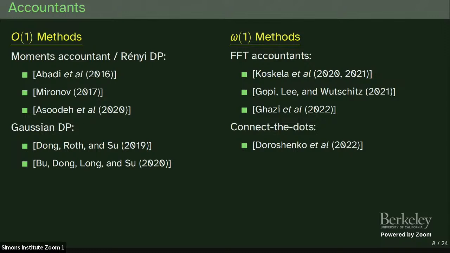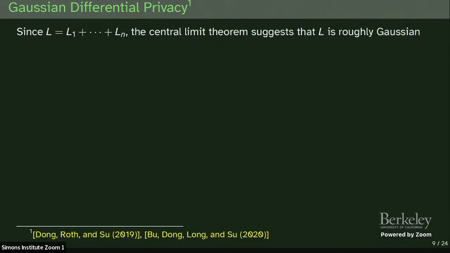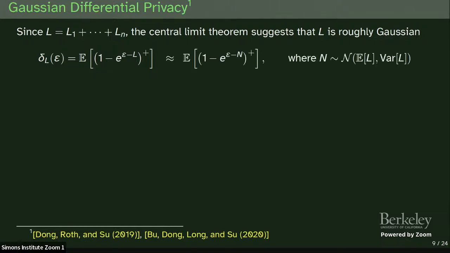Okay, so let me tell you about some of these things. I'm going to start with Gaussian differential privacy. The insight of Gaussian differential privacy, at least in my mind, is this: you have a privacy loss variable, which is the sum of a bunch of independent things. So the central limit theorem tells you that this thing is going to be roughly Gaussian. If you can write the delta as this expectation of a function of L, then you're going to get a pretty good approximation by just replacing L by a Gaussian. Here N is a Gaussian random variable with the same expectation and variance as L. This is what the central limit theorem would tell you to do, and this thing is fairly easy to compute. So it's a pretty good approximation for the privacy that you get.